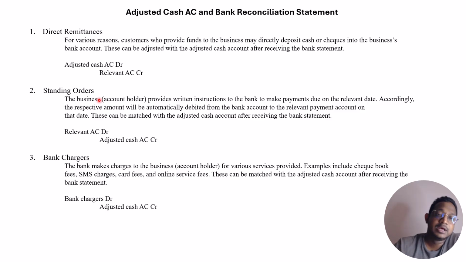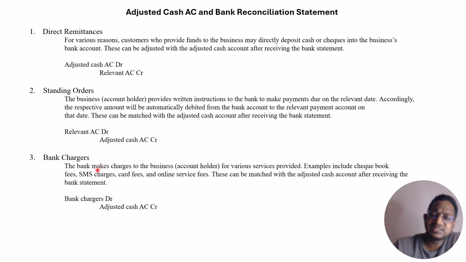So actually, the direct remittances and the standing orders, at the point of happening, we knew that they happened because when those transactions happen, we are receiving an SMS, right? But why can't we record them at the exact point of happening, direct remittances and the standing orders? Because without a source document, you can't record anything in your accounts, right? So after you receive the bank statement, you can use the bank statement as a source document to record direct remittances, standing orders, and bank charges as well, right?